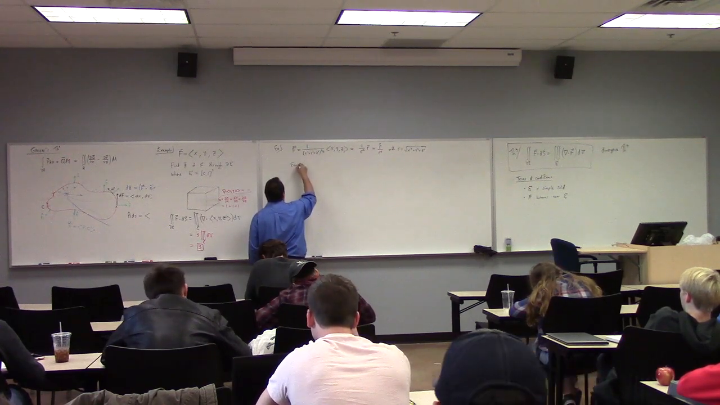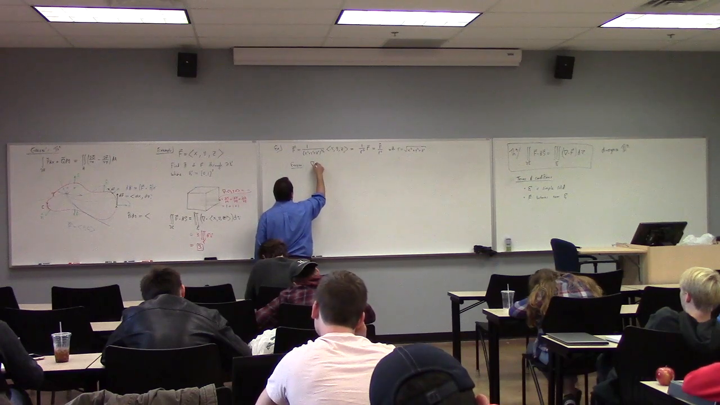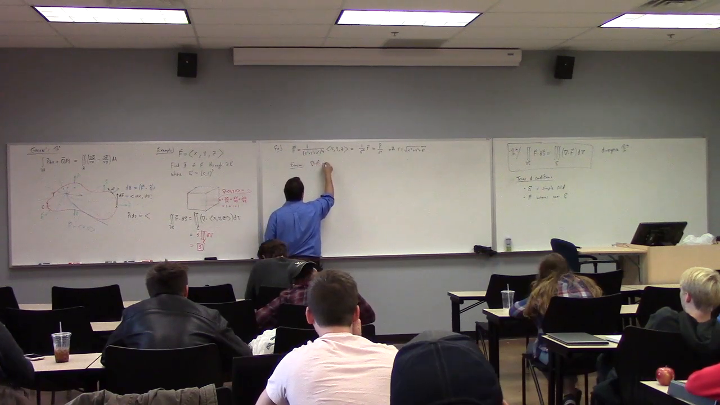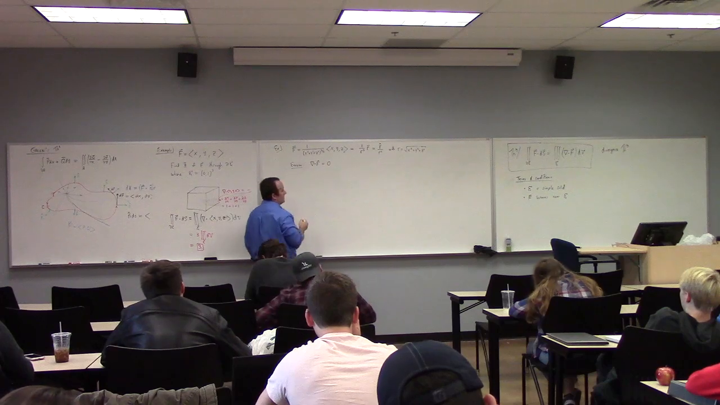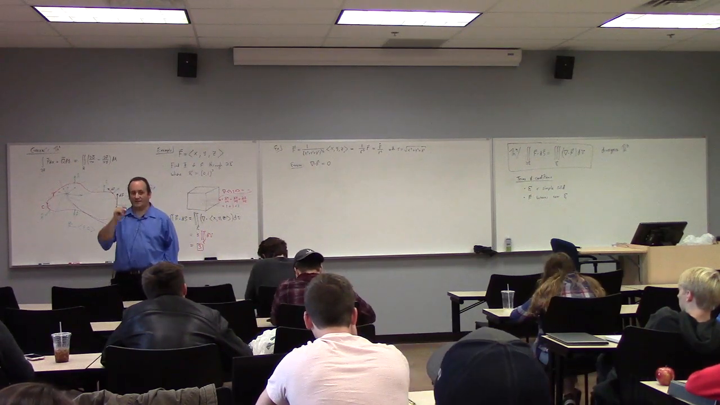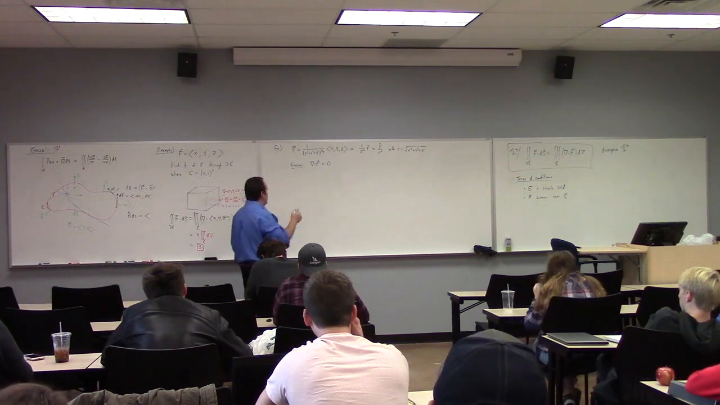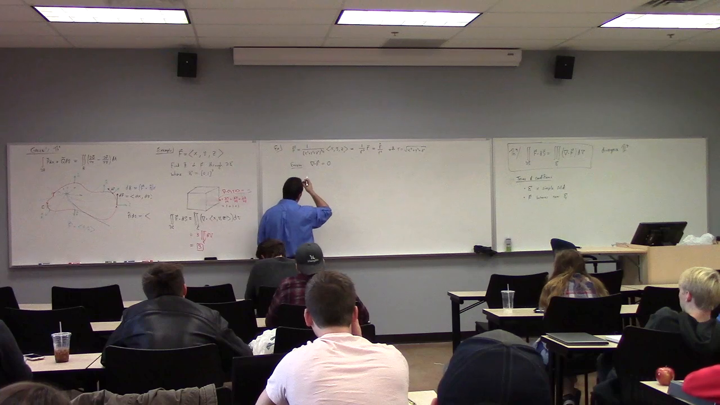Exercise. I'm not going to do it. But you can show that the divergence of F is equal to 0. You can work it out. It takes a while, but you can check. It's true. So the divergence of this vector field is 0.